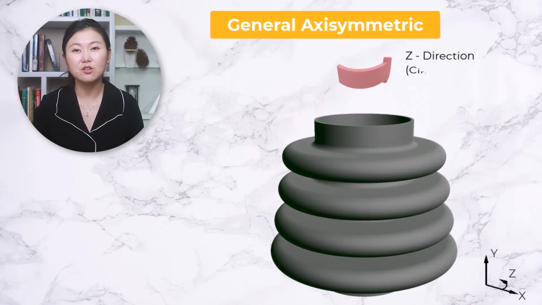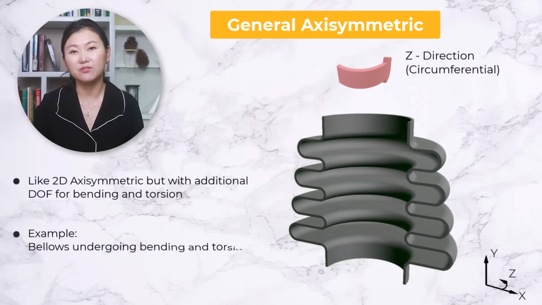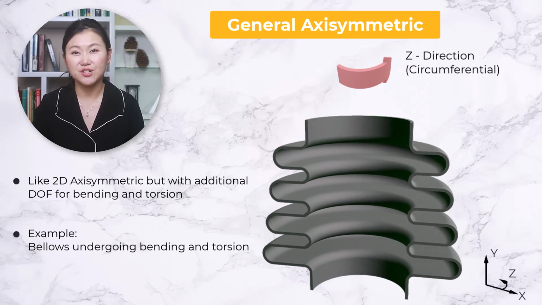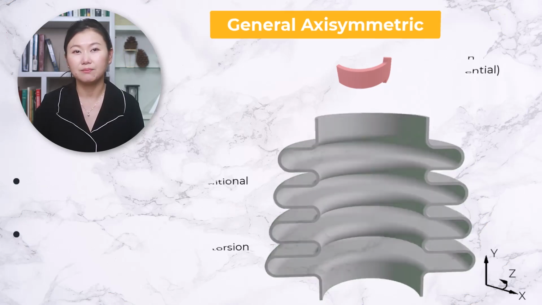There is also a general axisymmetric analysis. The general axisymmetric method is like 2D axisymmetric, but with additional degrees of freedom to capture bending and torsion. This removes the restriction that the loading and deformation response need to be axisymmetric. Accordingly, the computational cost of general axisymmetric analysis is in between a 2D axisymmetric and a regular 3D analysis. A good example of the application for general axisymmetric analysis is a simulation of bellows undergoing bending or torsion.